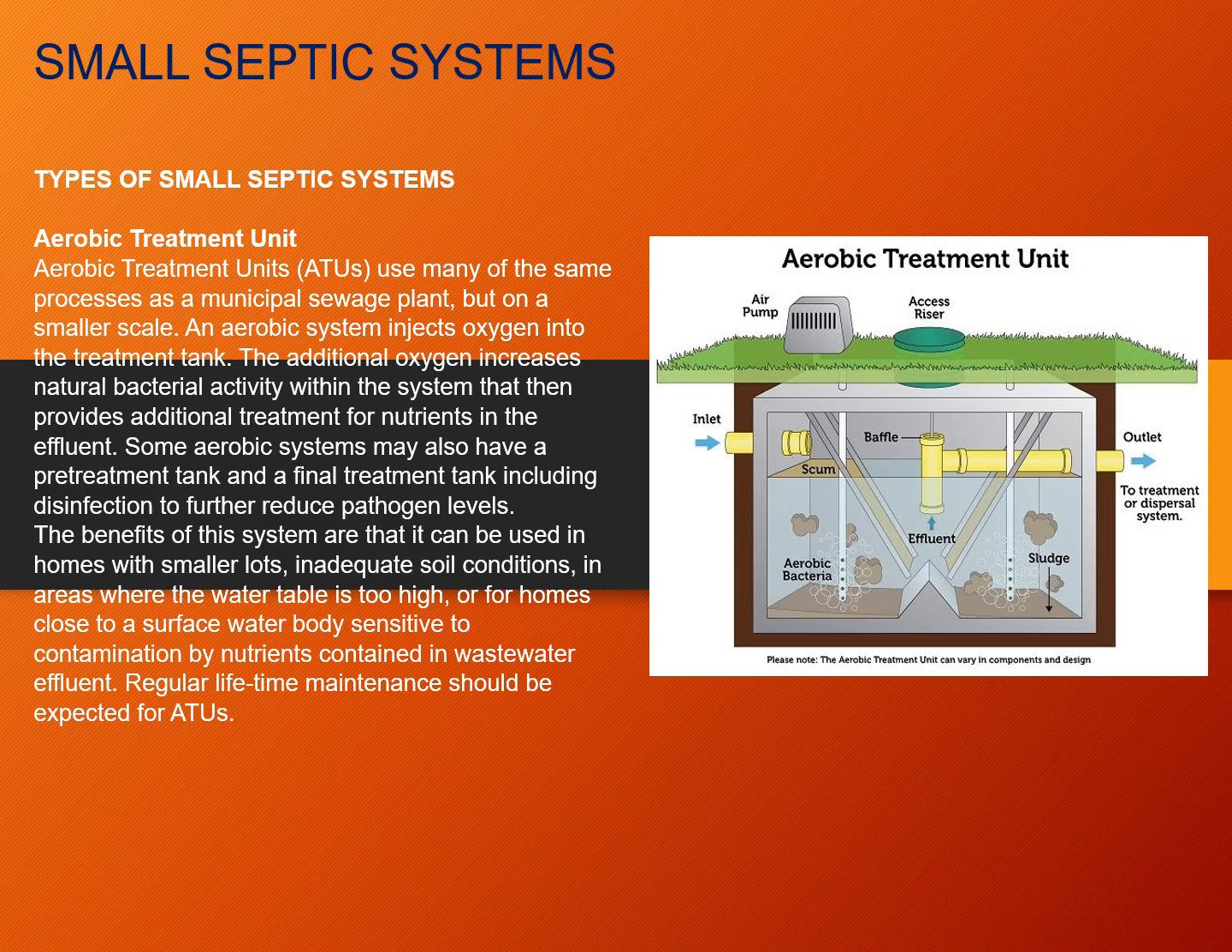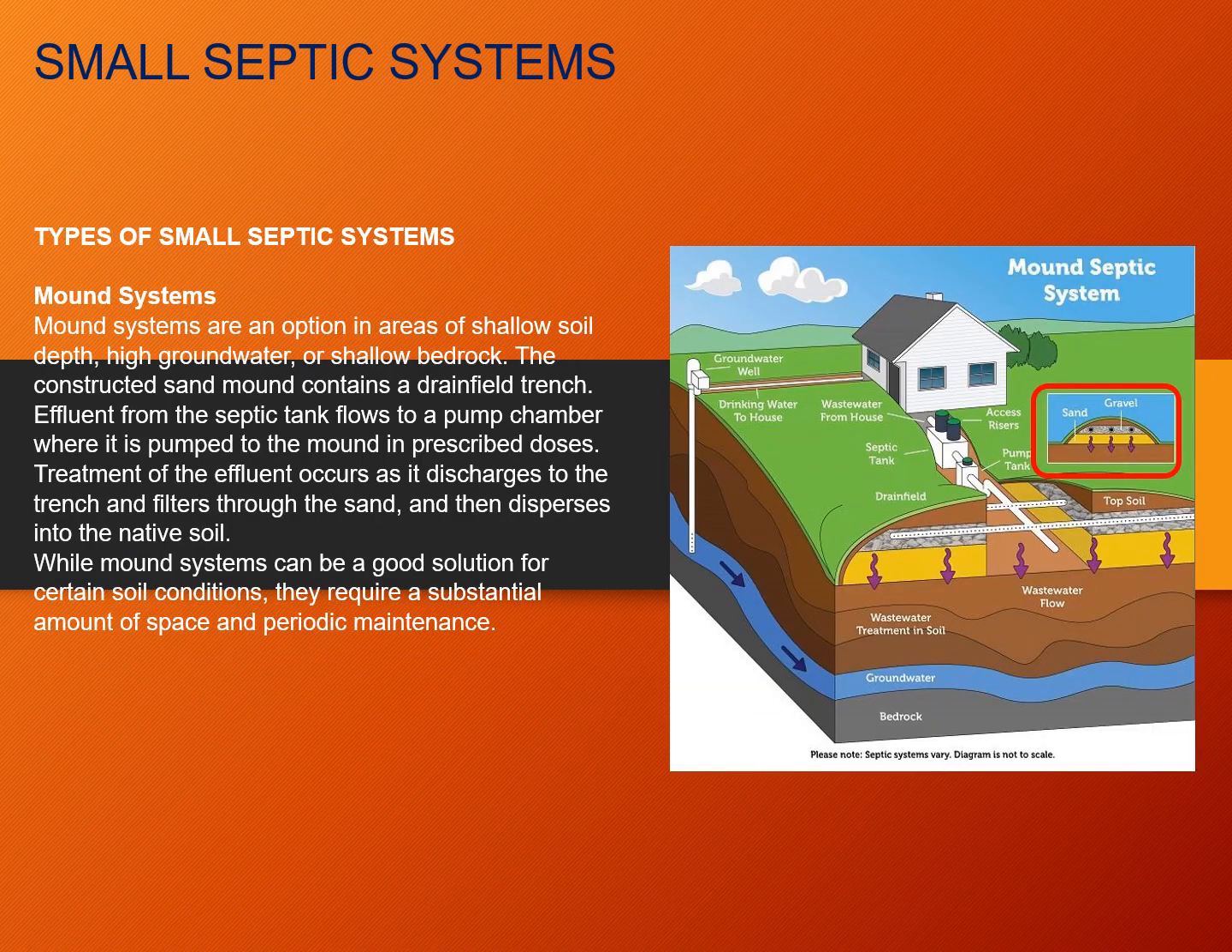The next variation is called the aerobic treatment unit. This time you will need an air pump to pump air into the sewage system inside the septic tank. This is to increase the bacterial activity inside it. The mound system variation is used for areas of shallow soil, high groundwater, or shallow bedrock.